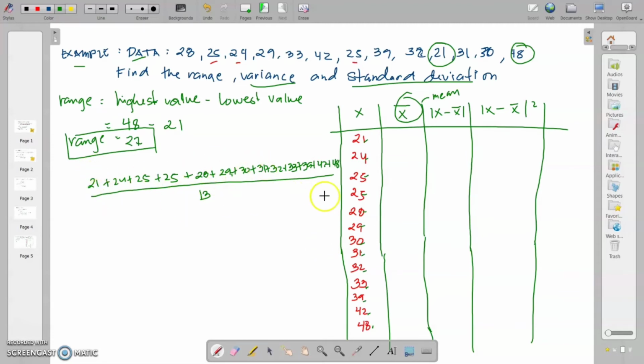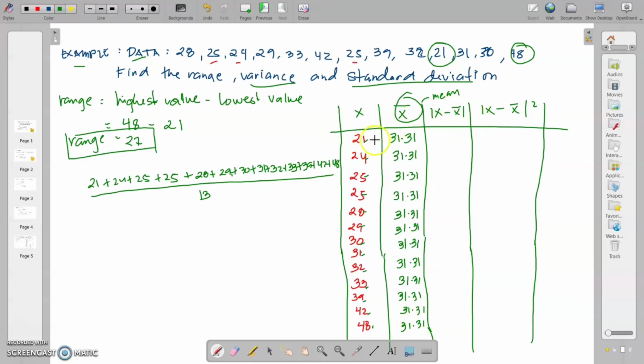Kung i-add mo siya using the calculator, ang equivalent niya is 31.31. So, ilagay lahat sa 31.31 because that is the mean of this set or the average of this set.